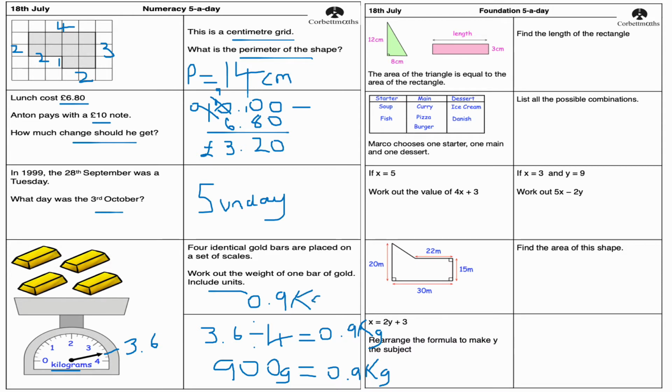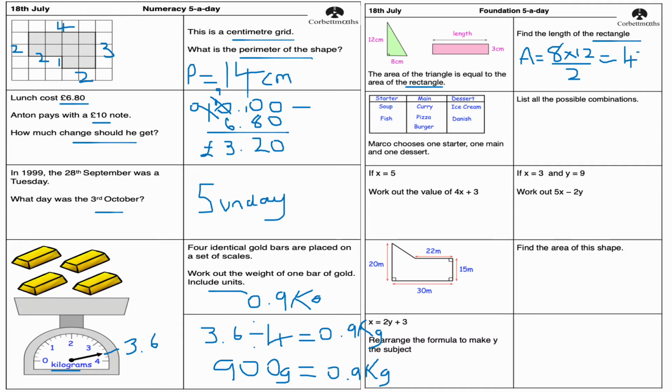Okay. We are now looking at the 18th of July, the Foundation 5 a day. Okay, first question. Find the length of the rectangle. Okay, so it says the area of the triangle is equal to the area of the rectangle. So the area of a triangle, guys, is base times height divided by 2. So it's 8 times 12 divided by 2. Okay. Now, if I work this out, 8 times 12 is 96, divided by 2 is 48.